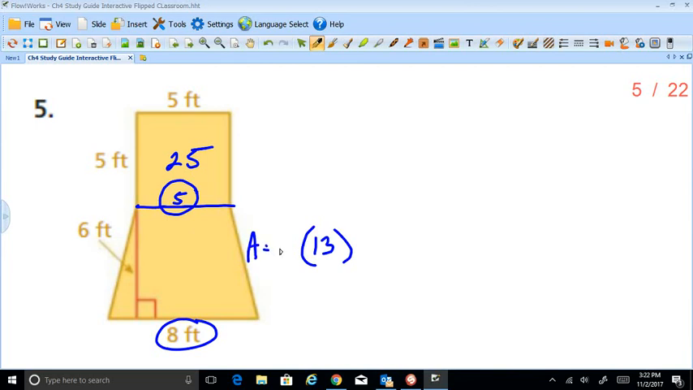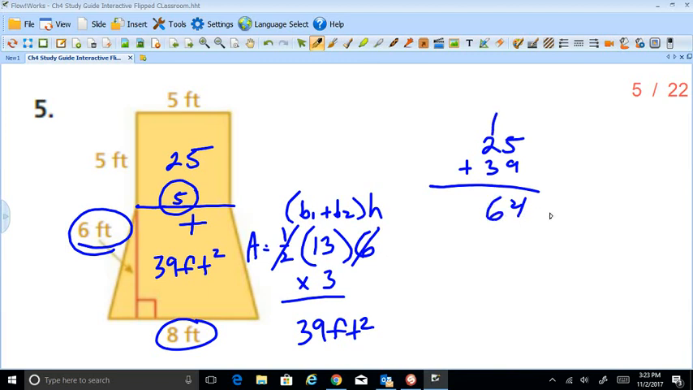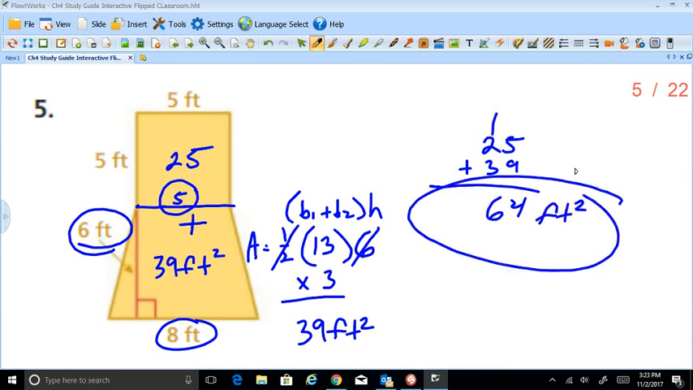So the formula, area equals 1/2 times base 1 plus base 2, which I've already calculated to be 13, times the height. And the height here is 6. So I'm going to take half of 6 right away, which leaves me with 3. And then we have 13 times 3, which is 39 square feet. That is the area of the trapezoid section. Now I have to add my square, 25, plus the trapezoid, which is 39, and 25 plus 39 equals 64 square feet is our final answer.